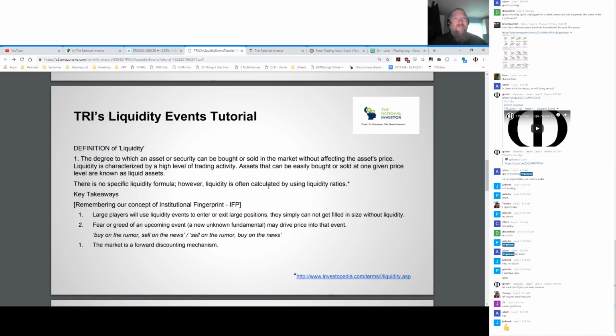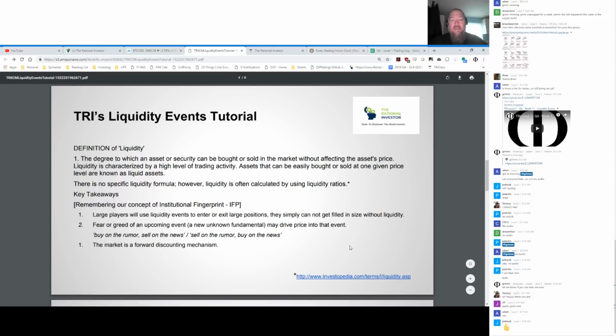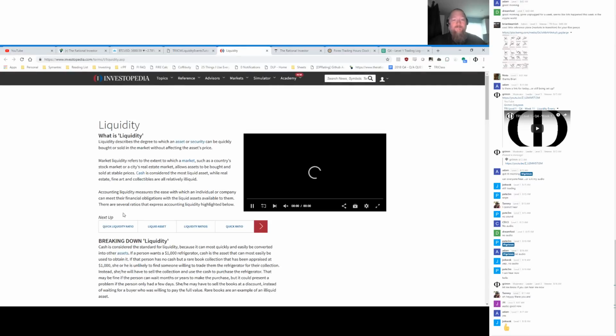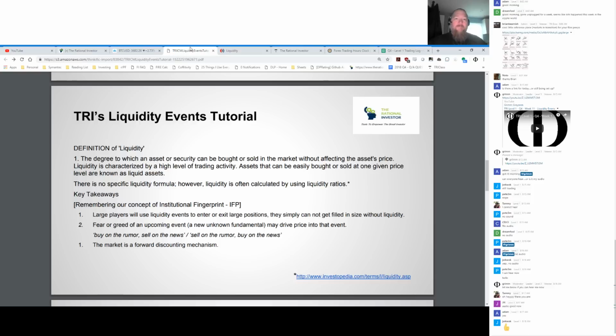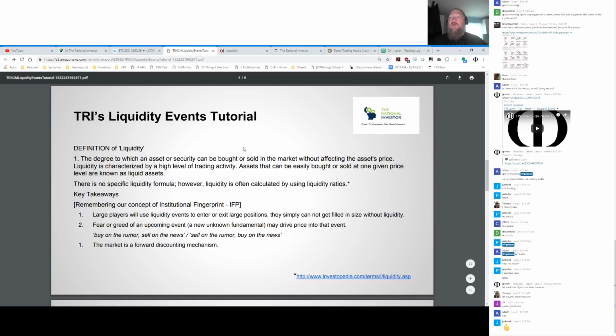There's no specific liquidity formula. There is an acid test that's used, which is what I was just linking to, that you can read more about on Investopedia. For the most part, we don't delve into that, and I'll explain why in just a second. There is an acid test formula that we can use to determine liquidity on a particular company asset. That formula doesn't work particularly well on anything that's not a company.